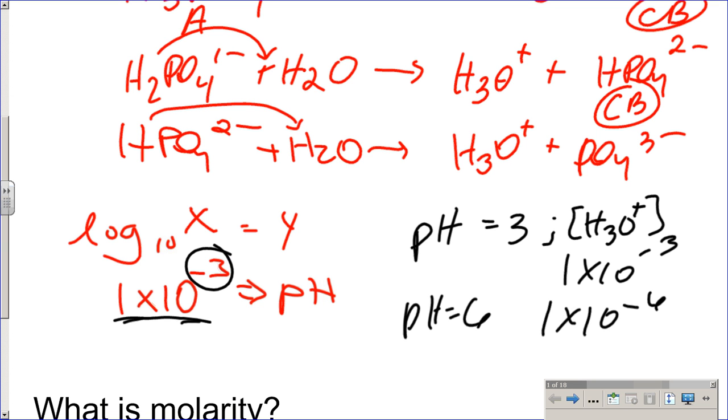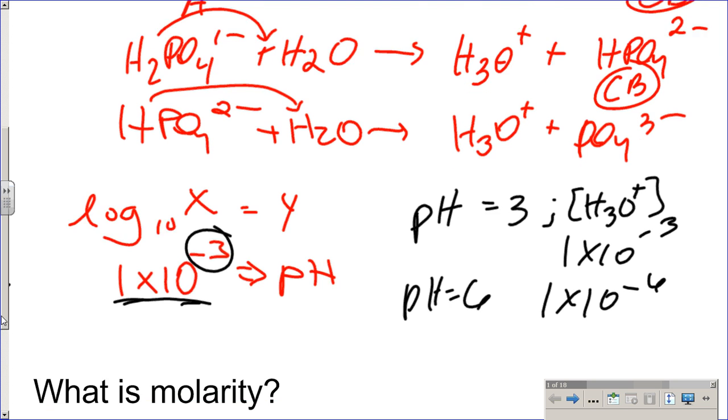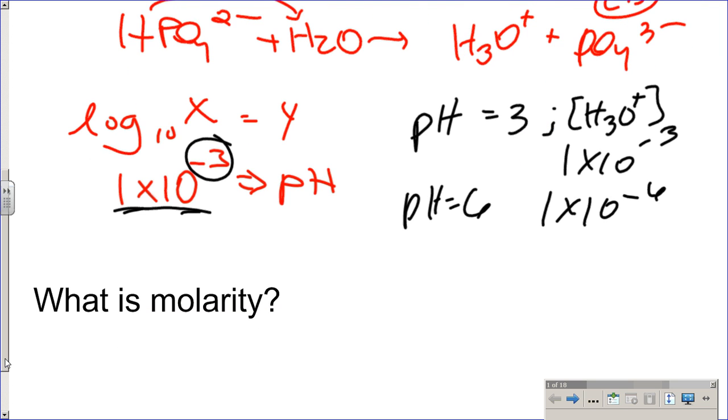So if we did it again, pH 10 is going to be even more basic. So our concentration is going to go way down. pH equal to 10. The concentration of hydronium is 1 times 10 to the negative 10th, which is an itty bitty number. And those are all in molar molarity concentrations.